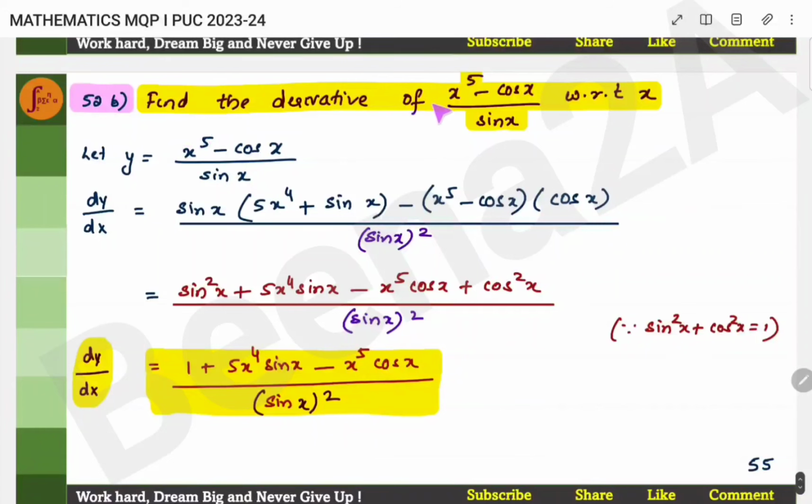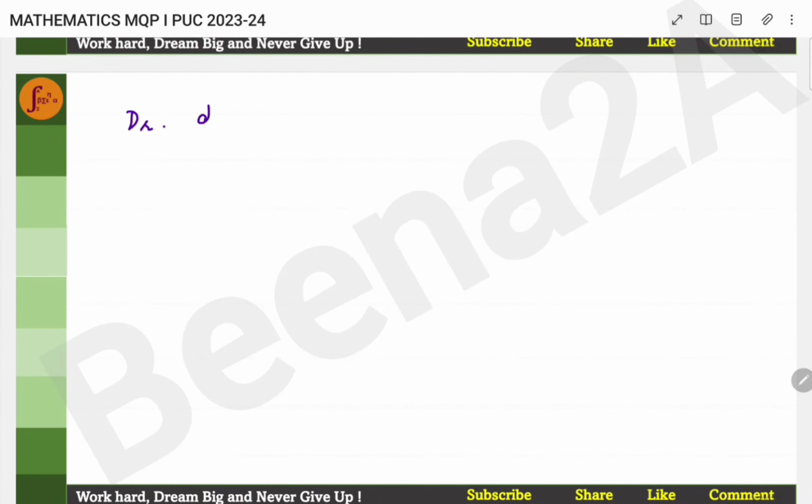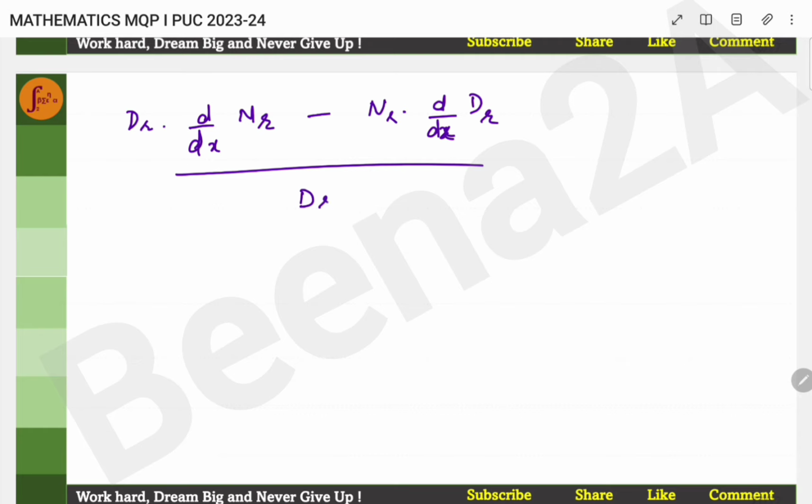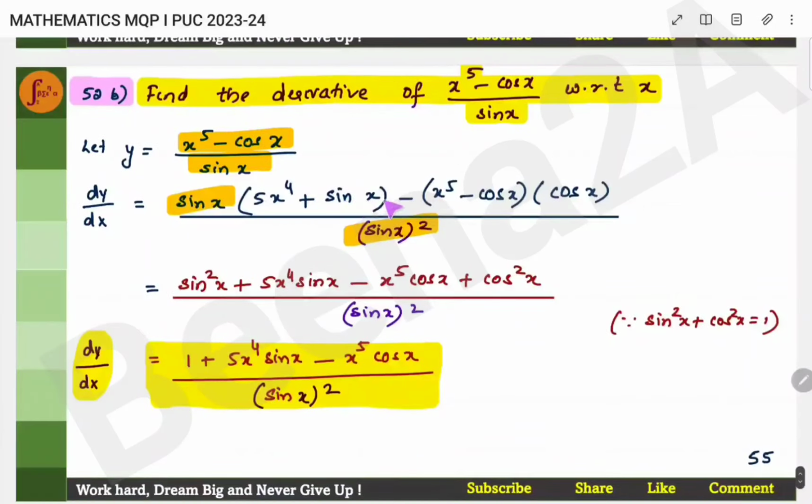Now, we'll go to the next problem. Find the derivative of this particular expression. Now, you'll have to use the quotient rule because there is division here. What does the quotient rule say? The quotient rule is denominator into derivative of numerator minus numerator into derivative of denominator, all by denominator square. So, using this, you can find the derivative. You will get this expression. Now, what is the derivative of x to the power 5? 5x4. Take the power, put it before x, and reduce 1 from the power, so x4. The derivative of cos x is minus sin x. Similarly here, the derivative of sin x is cos x. So simplify this, and finally this is the answer.